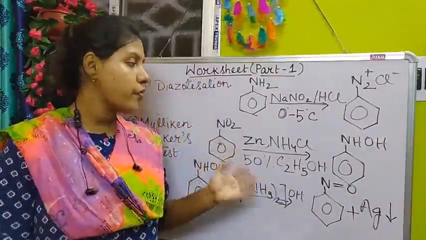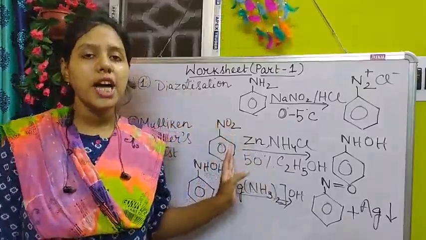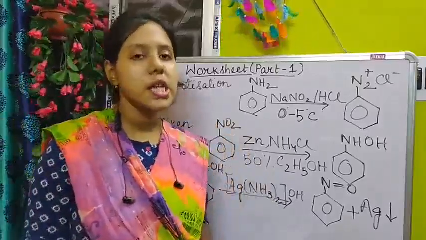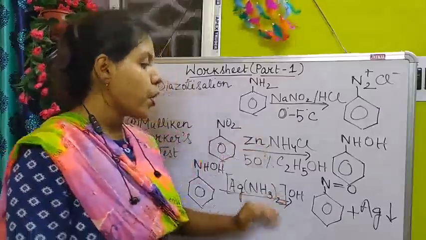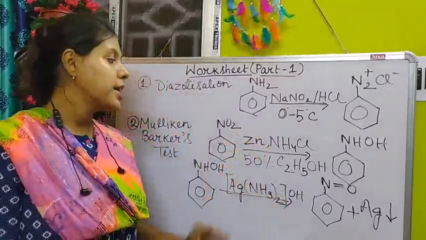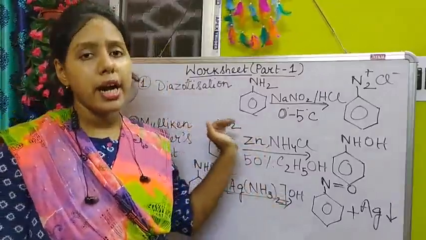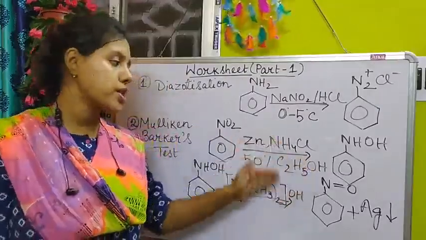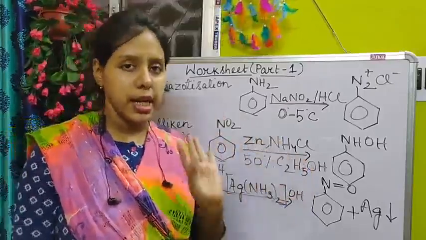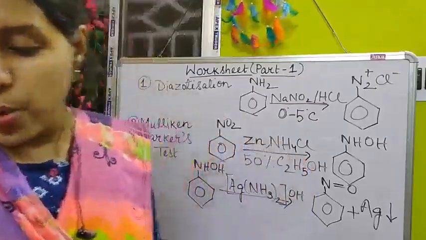This type of reaction we can follow for any type of nitro compound, whether aliphatic or aromatic. Both these reactions given in your notes under reduction in neutral medium, you have to write for the Mulliken-Barker test. Clear? Okay. Now the next one.